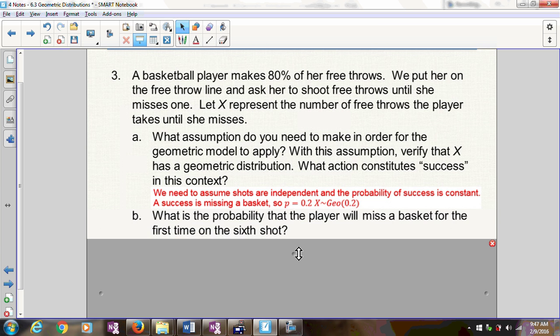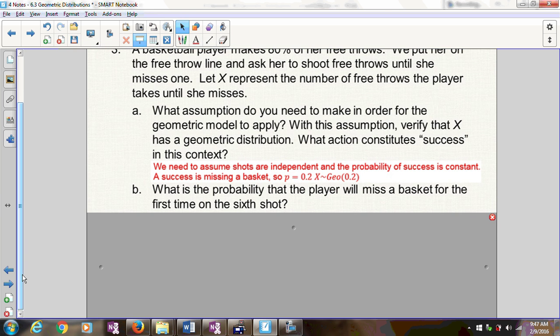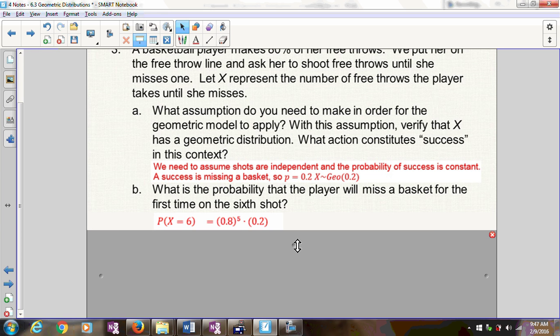In the next question, we're going ahead and looking at the probability. It says, what's the probability that the player will miss a basket for the first time on the 6th shot? So we're looking for the probability that X equals 6. If I think about it, that must have meant that she got 5 makes and 1 miss. So the makes are going to be the probability of making the basket, which is 0.8 to the 5th power, times the probability of missing, which in this case is the success.